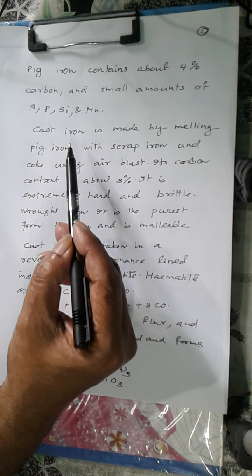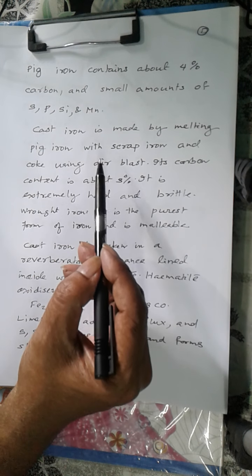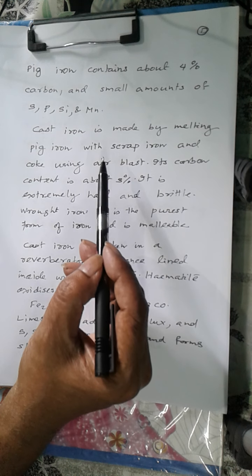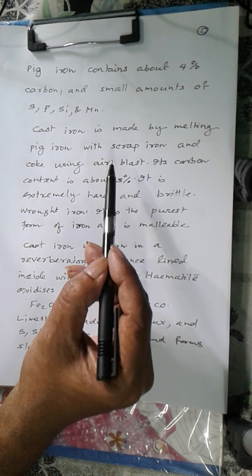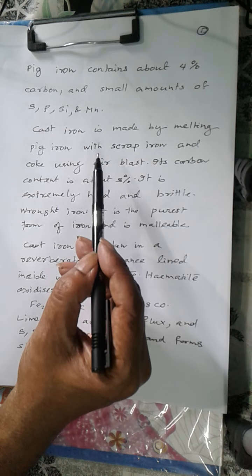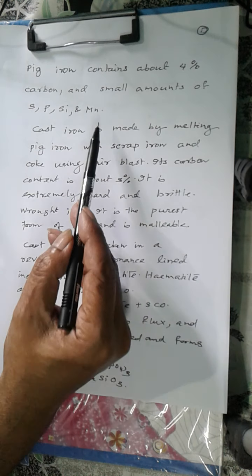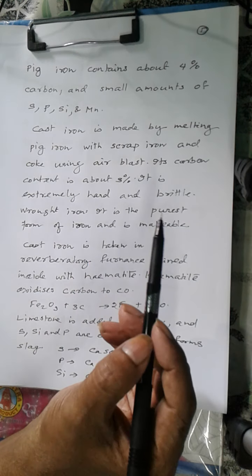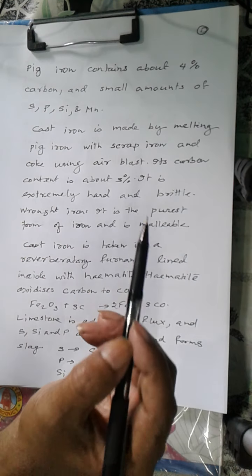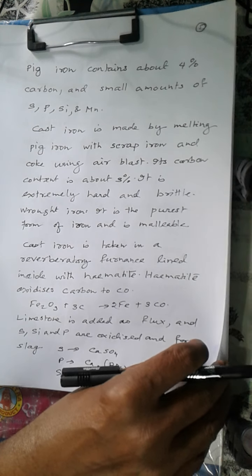Now some amount of iron is oxidized as ferrous oxide, which will react with the carbon, forming carbon monoxide and iron. So that carbon is removed as carbon monoxide gas. So a reduction in the percentage of carbon occurs. Now sulfur, phosphorus, silicon and manganese are not affected appreciably.